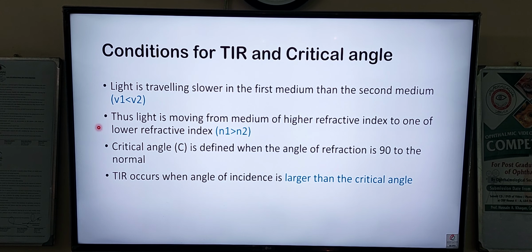सो हमारे पास कंडीशंस क्या हो गई? कंडीशन नंबर 1 इज वेलोसिटी ऑफ लाइट इन v1 इज लेस देन v2. ठीक है, एंड n1 इज ग्रेटर देन n2. Critical angle is defined when the angle of refraction is 90 degrees to the normal, and total internal reflection occurs when the angle of incidence is greater than the critical angle.